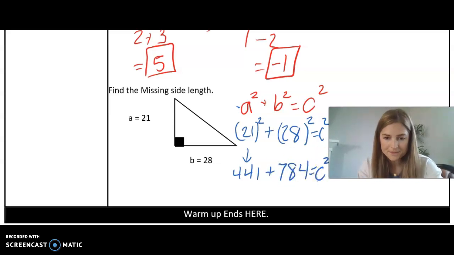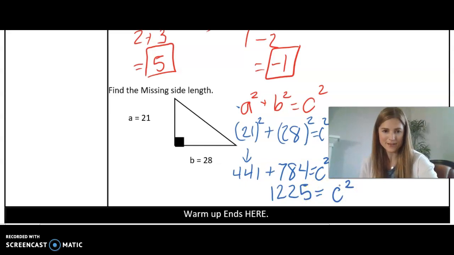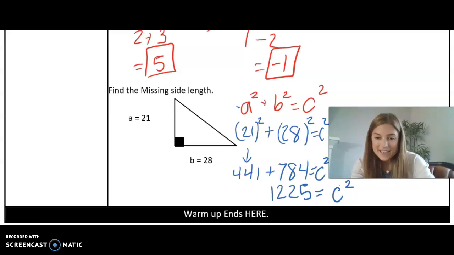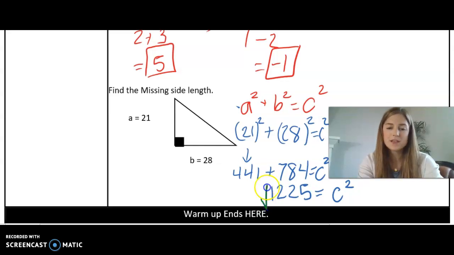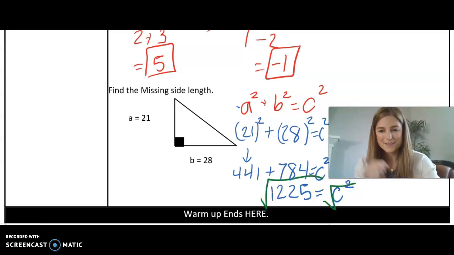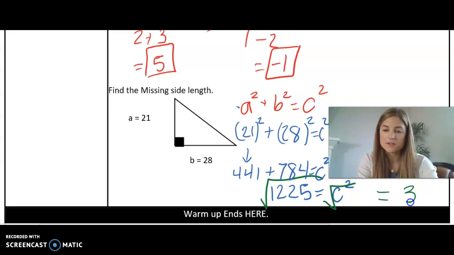Add those two together. Let's see, I got 1,225. Is that my final answer? No, because I want to know what is c, and right now I know what c squared is. Therefore, I need to square root both sides to find this out. And a lot of you guys have been using Google. I would like for you to stay away from it, but do know 35 equals c.